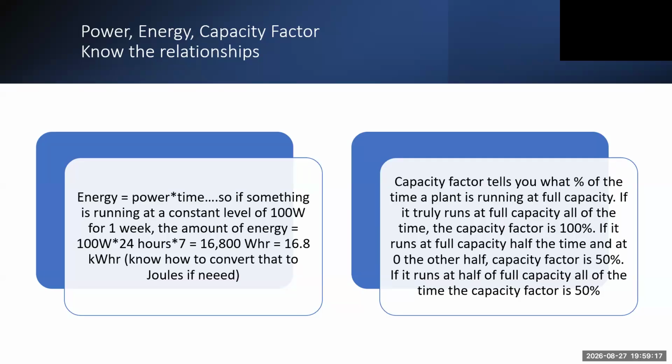If a power plant runs at full capacity half the time and at zero the other half, the capacity factor is 50%. If it runs at half of full capacity all the time, the capacity factor is also 50%. So there's all kinds of things that could happen. You could have a plant that's running at 50% of capacity for some percentage of time, and 25% another percentage of time, and 100% another percentage of time, and zero for some percentage of time. And then you would have to calculate what the actual capacity factor would be for that particular case. Okay, so make sure you know those relationships. That's going to make talking about power plants much easier for us if these things aren't hanging you up.